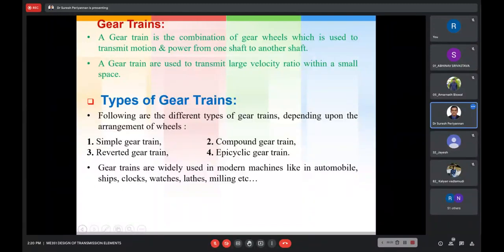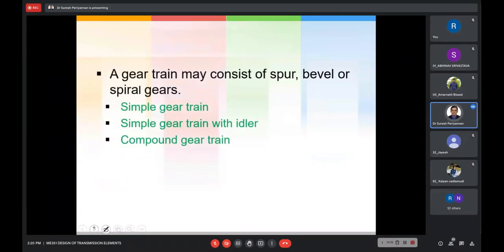There are different types of gear train: the simple gear train, which we discussed earlier and I have drawn, the compound gear train, the reverted gear train, and the epicyclic gear train. The applications are not limited: automobiles, ships, clocks, watches, lathe machines, machine tools. There are a lot of applications where we are using gears.